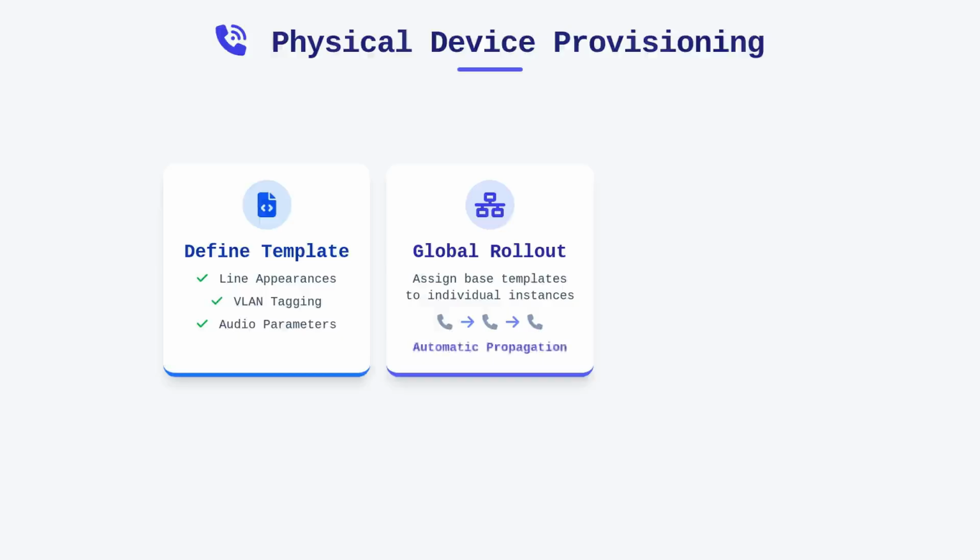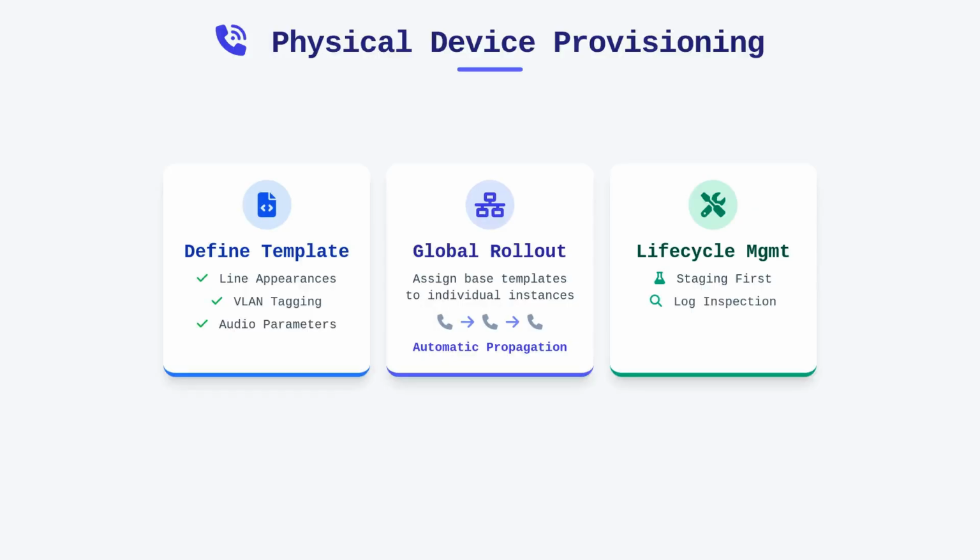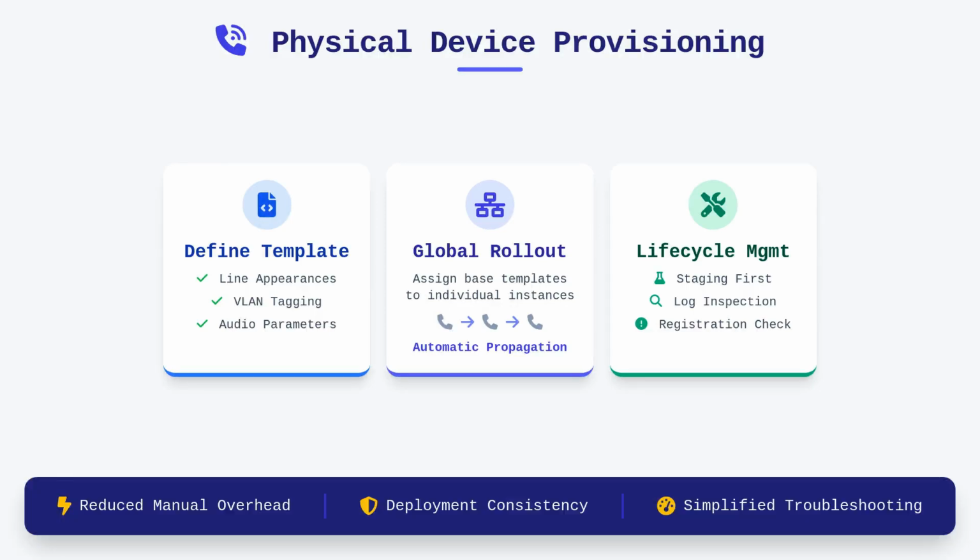This approach ensures consistency across your entire organizational deployment, as any change to the template propagates to all associated devices during the next provisioning cycle. It is vital to test these templates in a staging environment before pushing updates to your production fleet to avoid unintended service interruptions. When a phone fails to register, you should first inspect the provisioning status and check the log files provided by the phone's own administrative web interface. By standardizing your device configurations, you reduce manual overhead and simplify the troubleshooting process significantly.